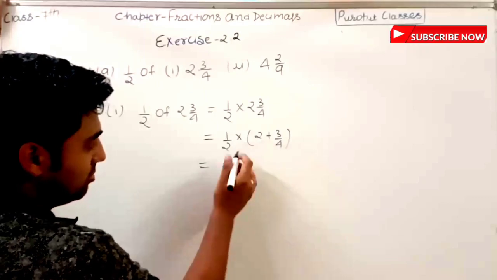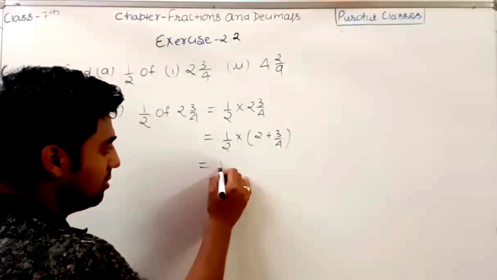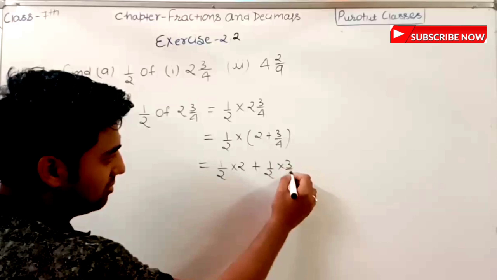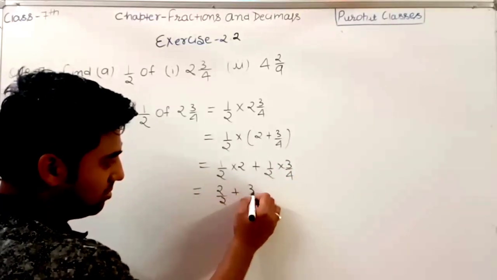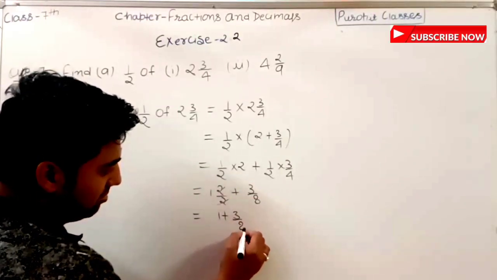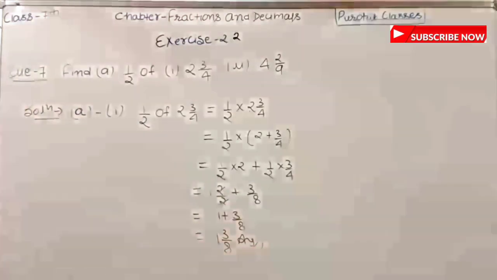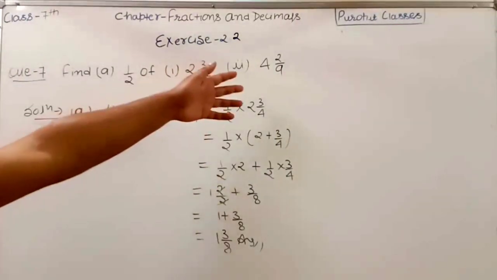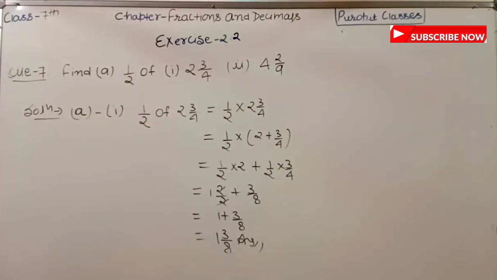Normally we will distribute using the distributivity of multiplication over addition, then it will be 1 by 2 multiplied by 2 plus 1 by 2 multiplied by 3 by 4. This will be equal to 2 by 2 plus 3 by 8. This will be 1. So 1 plus 3 by 8 can be written as 1 whole 3 by 8. This is our answer. Understood? Similarly, you will solve the remaining part as well as this part yourself. Okay, now let's see the next question.